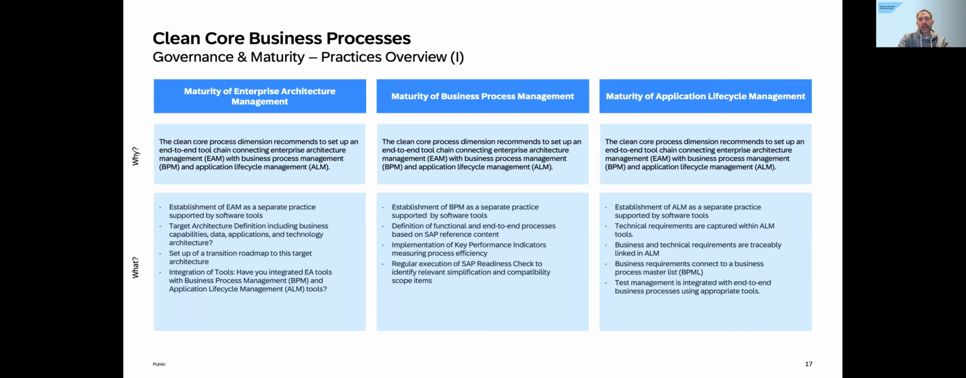As it says on the Y level, the clean core process dimension recommends setting up an end-to-end tool chain. We're not saying you must have it, but for most organizations it's required to have such a tool chain in place, one that connects the enterprise architecture with the business process management and the application lifecycle management. You see basically the same sentence on all of the Y levels, because the idea is that all of them are connected with each other, as I said previously. And in the what, this is already a spoiler on the questions we're going to ask when we assess the maturity.